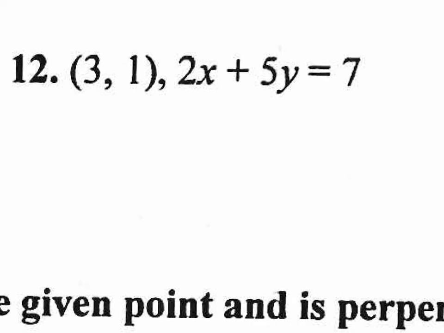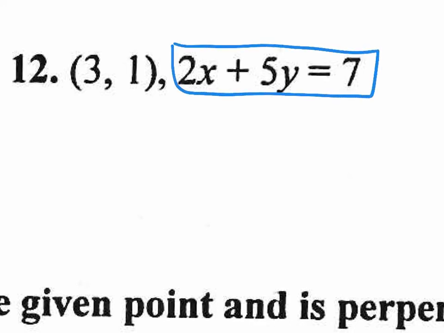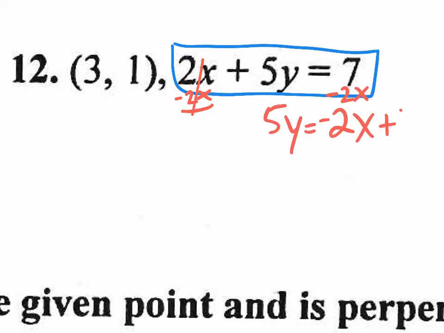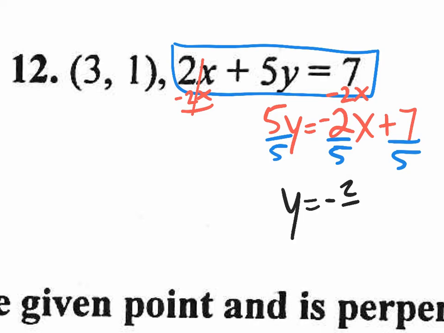They tell us that our line is parallel to this line. Now, could you even see the slope right there on that one? You can't really see the slope yet. Why not? Because it's in standard form. You want to change it to slope-intercept. So let's do that. Let's subtract 2x to start getting y by itself. I have 5y equals -2x plus 7. And then you would divide by 5, divide by 5, divide by 5. Your slope-intercept form equation is y equals -2/5 x plus 7/5.